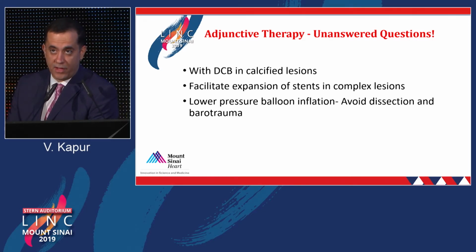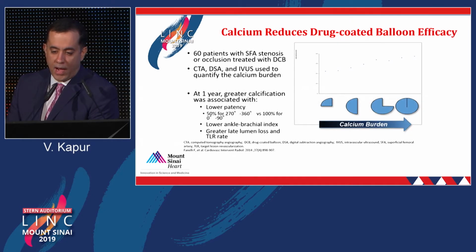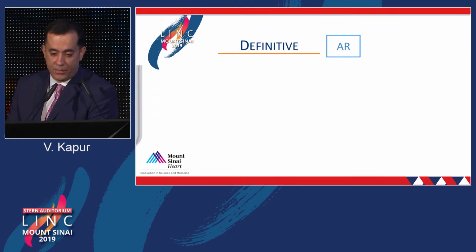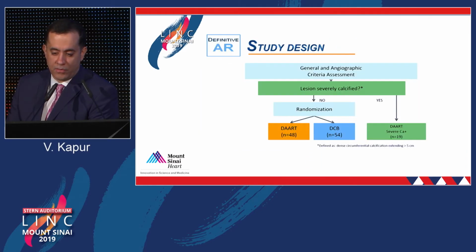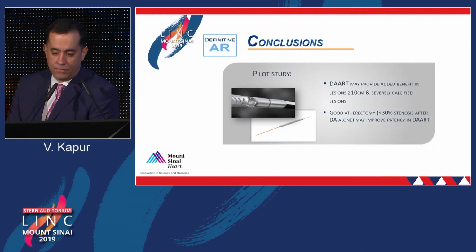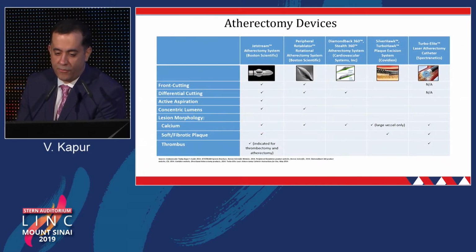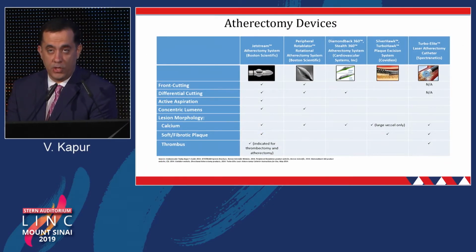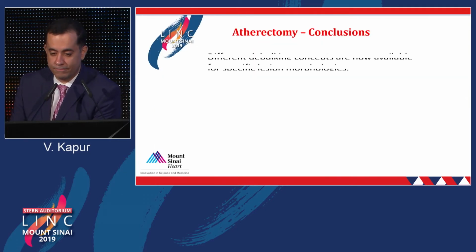We also have adjunctive therapy, but there is no real data to suggest what happens with adjunctive therapy by DCB. There was one trial which showed that, which I'm going to skip, and this is just a brief overview. Depending on what kind of lesion you have, where the lesion is, and your proficiency with the device, there are multiple areas where you can use one device over the other. There is no head-to-head comparison to say one device works better than the other. It's all selective use, so depending on the mechanism of action, you can use the device. That's pretty much it.